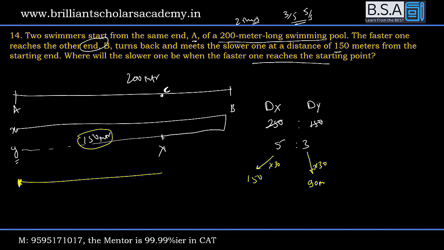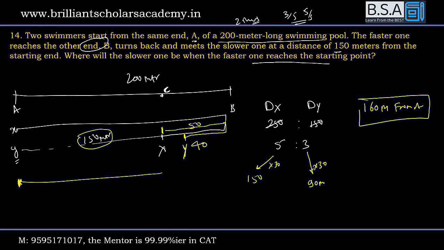So how much was the distance in front of Y? Y was looking at a 50-meter distance. So Y will complete that distance of 50 and further travel 40. So where is Y? Y is 160 meters from here, because all the hints are from the starting point. All of them are from the starting end. So Y is 160 meters from the starting end, or A. Y is 160 meters from A.